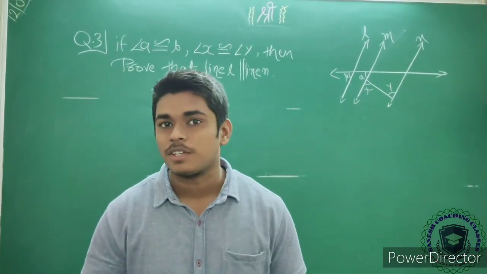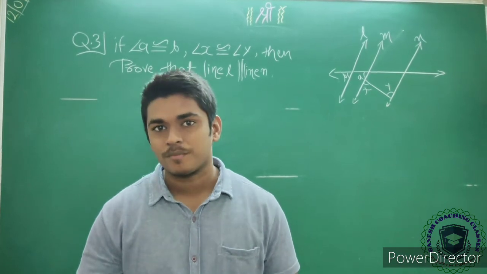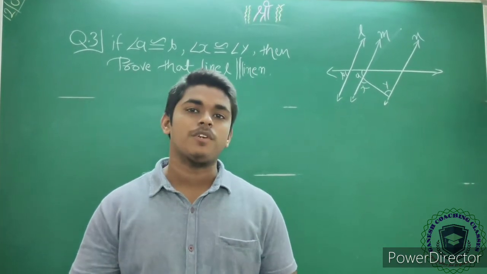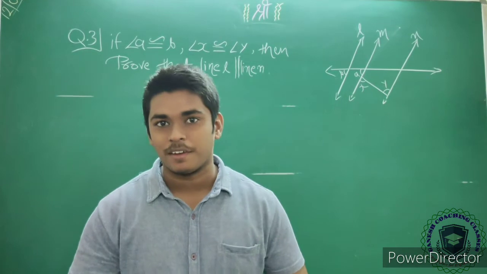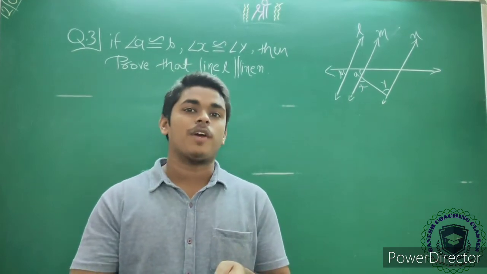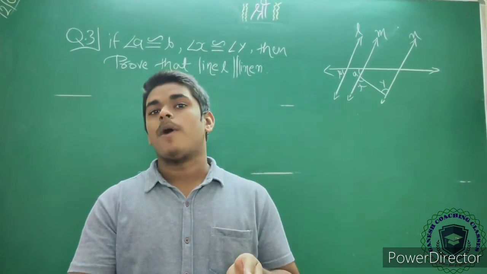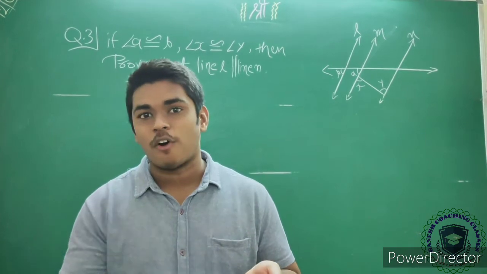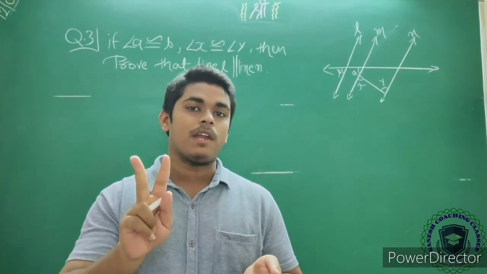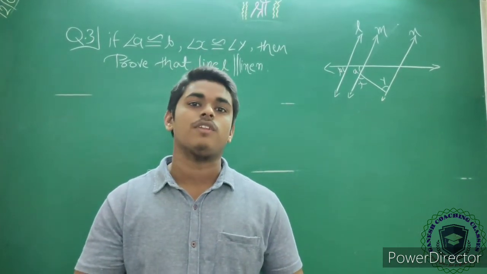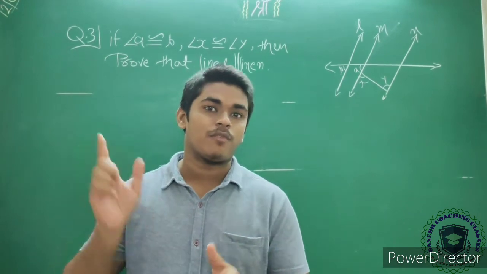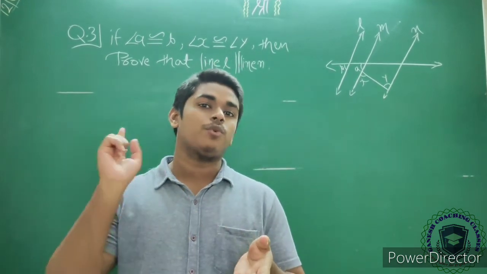Earlier we started chapter number 2 of geometry, in which, at the start of the chapter, we learned about several angles. First of all, let's revise those angles, by which they form. When there are two parallel lines and one transversal, those angles are formed. What were those angles?